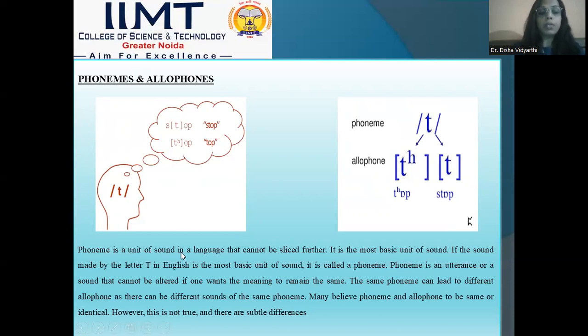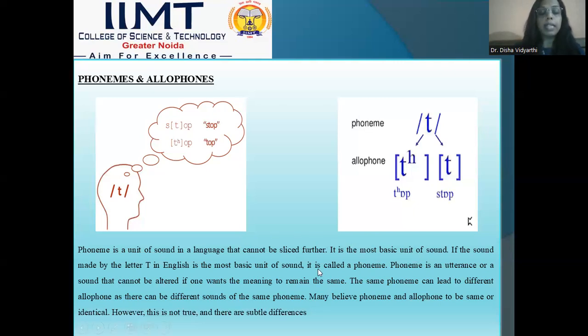A phoneme is a unit of sound in a language that cannot be sliced further. It means phonemes are the smallest sound units of that given language. They cannot be further sliced or bifurcated. Like the p sound is p. You cannot further bifurcate it. You will add more sounds to it to create a new word, but the p sound cannot be bifurcated. They are the individual smallest identity of that particular language. It is the most basic unit of sound.